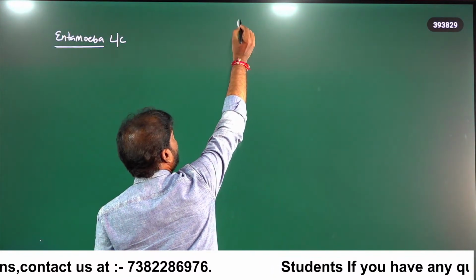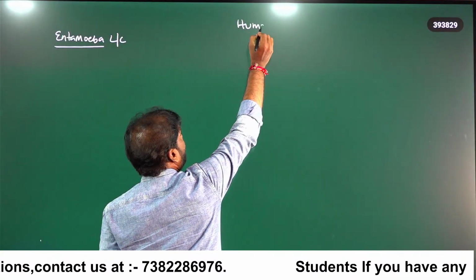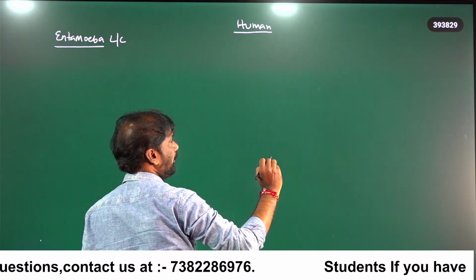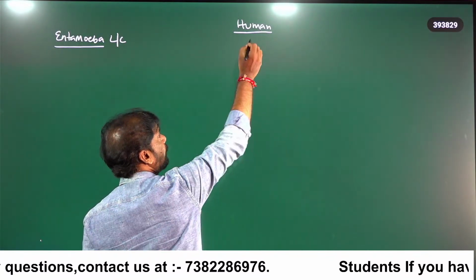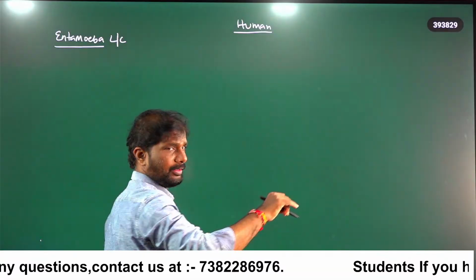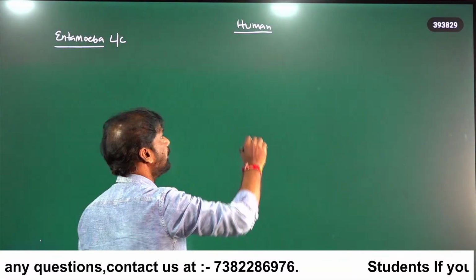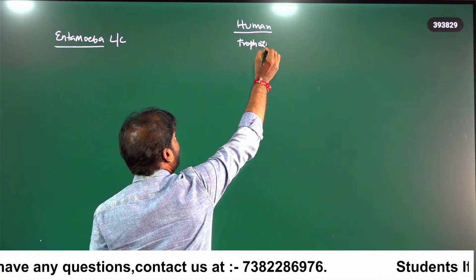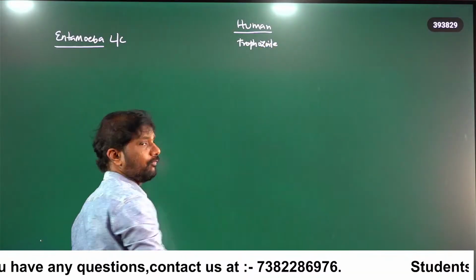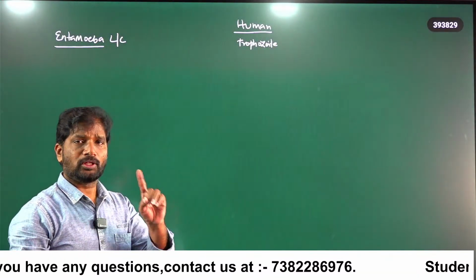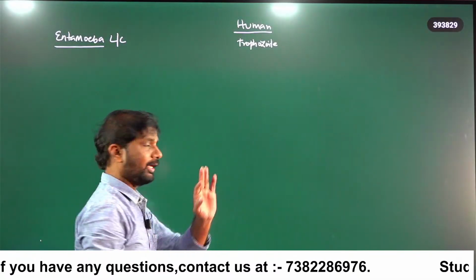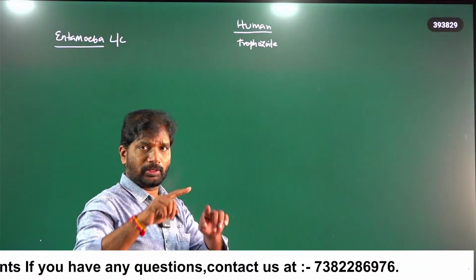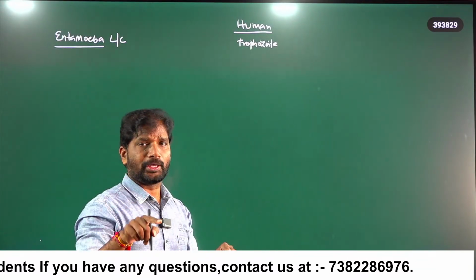In the human, the Entamoeba histolytica is present. When a human has the Entamoeba histolytica parasite, it is present in the form of the trophozoite. This trophozoite has the nucleus, and it has pseudopodia present.